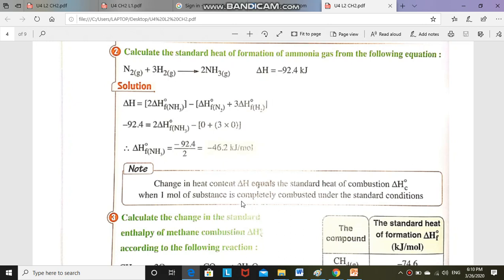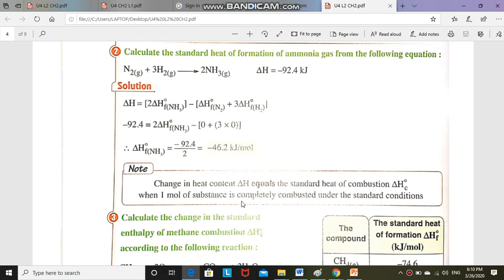Here we have a note. If delta H equals the standard heat of combustion of 1 mole of substance completely combusted under standard conditions, then my delta H is the ordinary heat content. If I am talking about 1 mole, this is the note I always focus on. If I am talking about 1 mole, then I am talking about the standard heat of combustion of 1 mole of this substance.